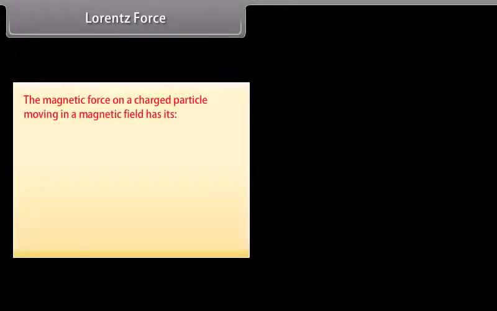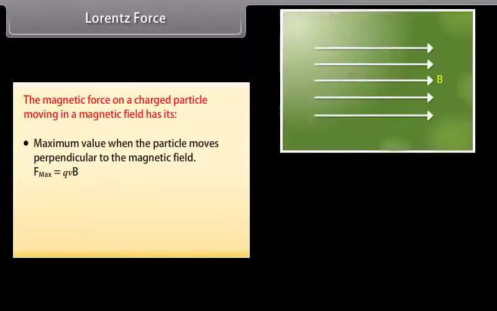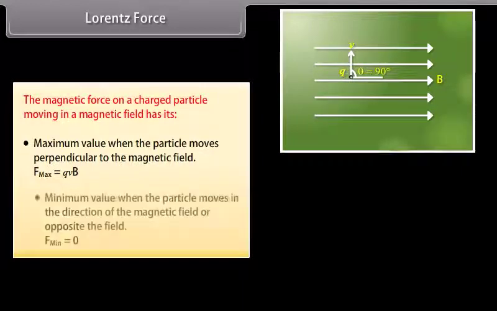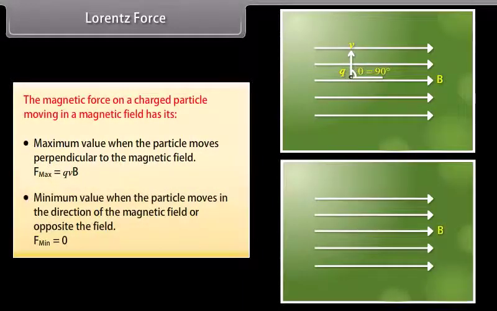The magnetic force on a charged particle moving in a magnetic field has its maximum value when the particle moves perpendicular to the magnetic field. F max = QvB. It has a minimum value when the particle moves in the direction of the magnetic field or opposite to the field. F min = 0.